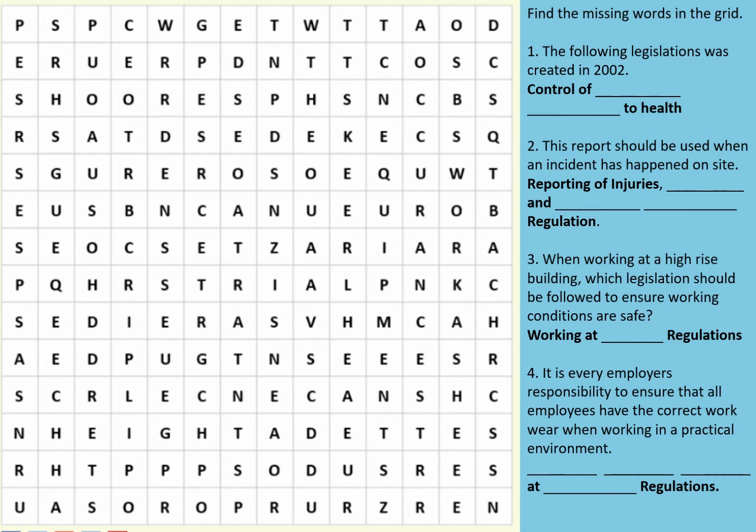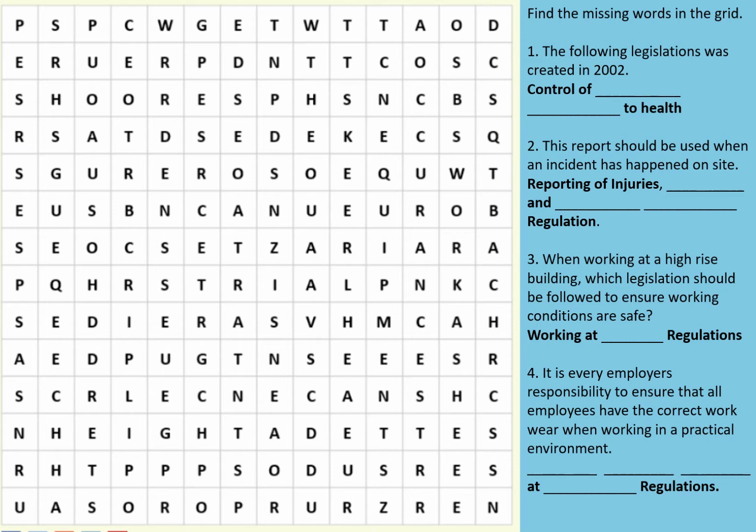Okay, so here it is. You can see you've got a grid that's filled with letters, and the letters all join up either horizontally or vertically to create full words. And on the right hand side there are 4 statements all about legislations, and they've got some missing words in them. So number 1 is the following legislation was created in 2002.